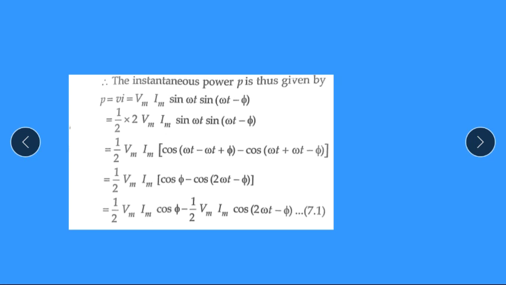There are two terms of power. One is half Vm Im cos of phi, minus half Vm Im cos 2 omega t minus phi, where the cos 2 omega t minus phi term is a double frequency term, and half Vm Im cos phi is the active power in the circuit.